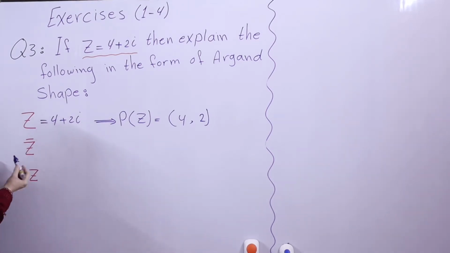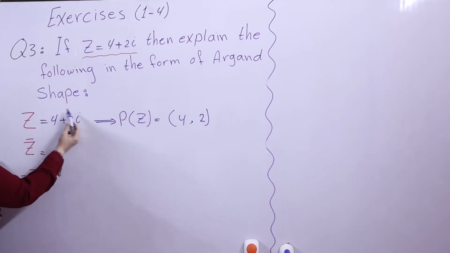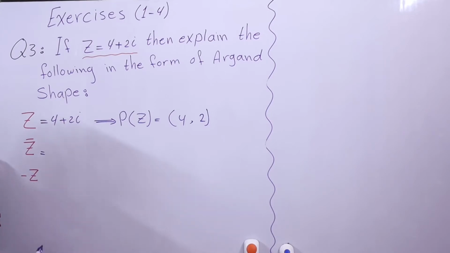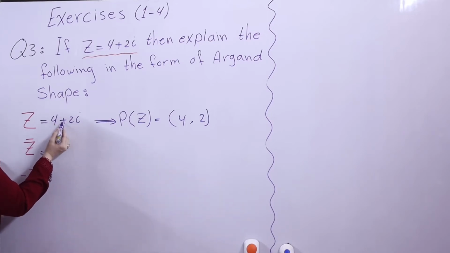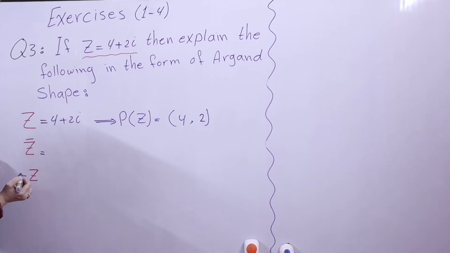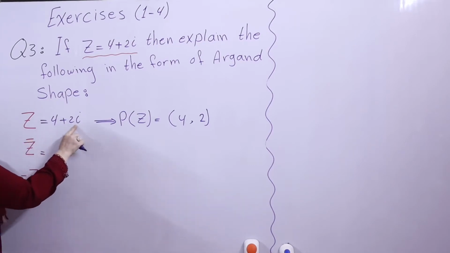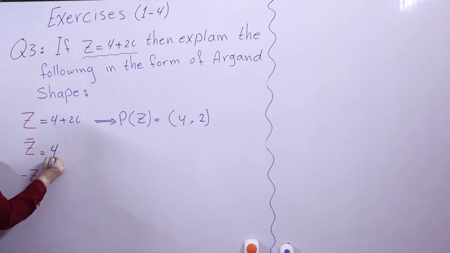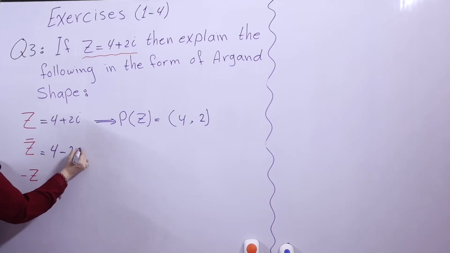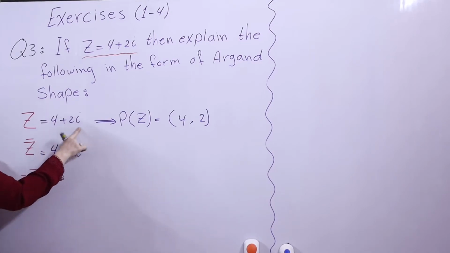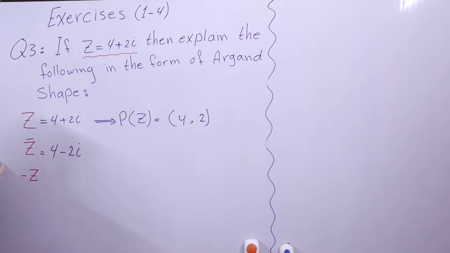And now z bar. Z bar means the conjugate of z. So z bar means the conjugate of this complex number. What is the conjugate? We will change only the sign of the imaginary part. It will be 4 minus 2i. This is the conjugate of the complex number z.